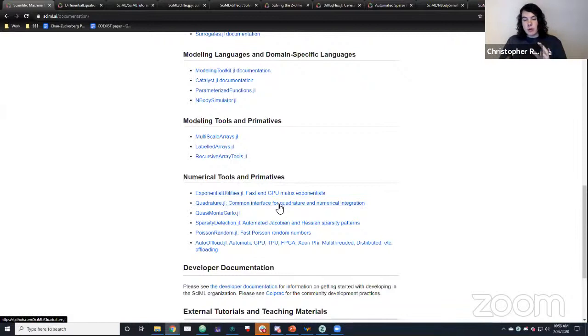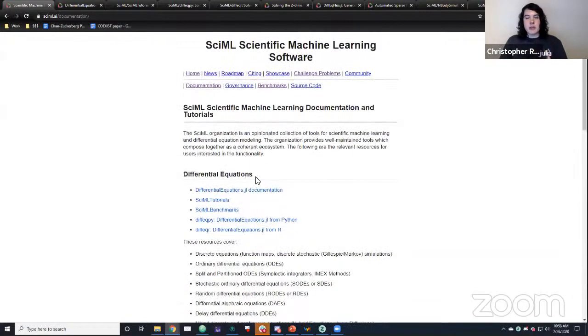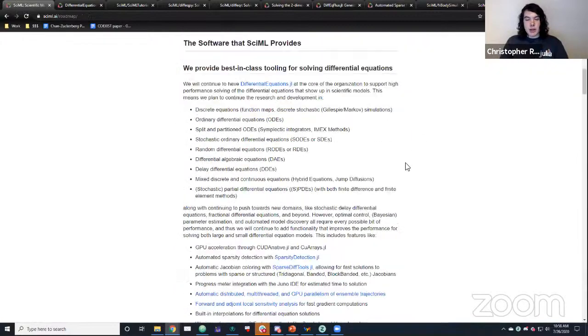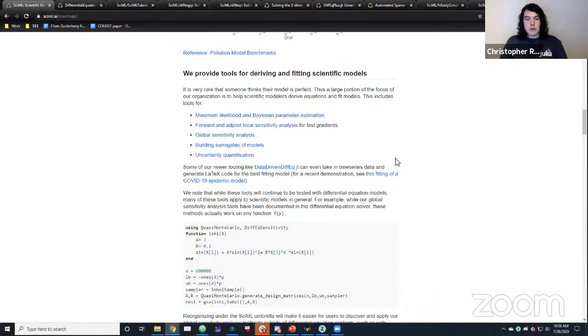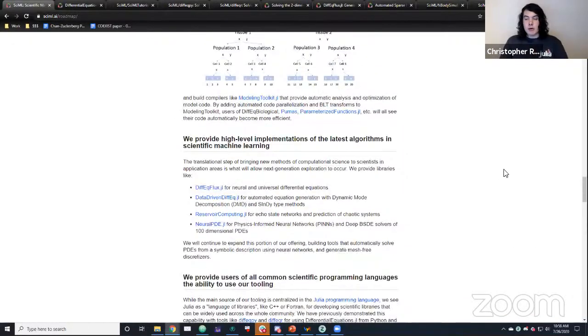How do you automatically detect the sparsity patterns of codes? All these different things can be found from this page, which leads you to the documentation throughout the SciML ecosystem. If you're curious about all the different things that we're working on right now, you can check out our roadmap, which describes the full study of what we're doing with the SciML ecosystem and a lot of the different directions that we're going.